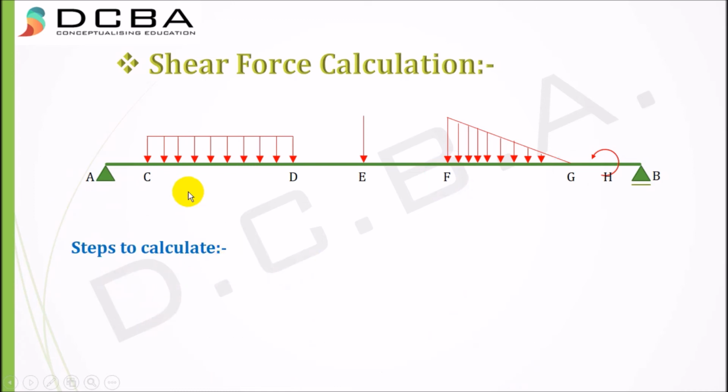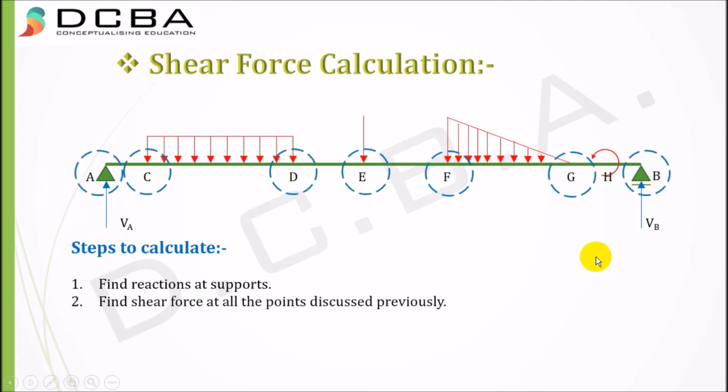Steps to calculate shear force. First is to find the reactions, that is VA and VB. That is obviously the first step to any kind of solving. Second is to find the shear force at all the points that we discussed in the previous step. Here it is A, C, D, E, F, G and B, not H.